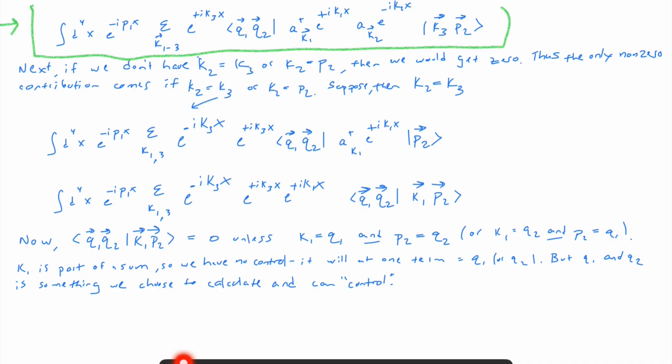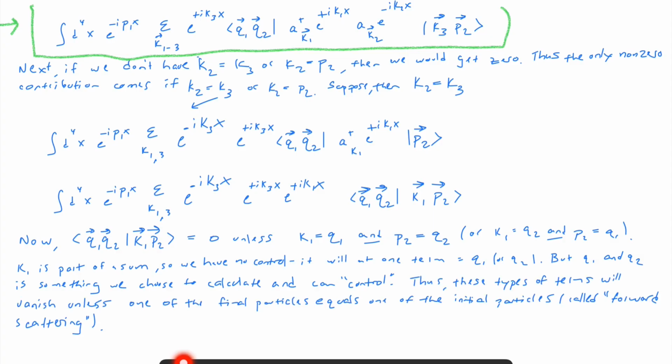Let's just say Q1. But Q1 and Q2 is something you choose to calculate. You want to know what are the chances of it being such and such two particle state, and that you can, quote unquote, mathematically control because you pick what answer you're looking for here. Now, all of this will vanish unless one of the final particles equals one of the initial particles. And basically, this whole thing will always equal 0, except in those situations where one of the final particles equals one of the initial particles. And that's called forward scattering. That's the term I think people use when you have a scattering event in which one of the particles is exactly the same at the end as it started.